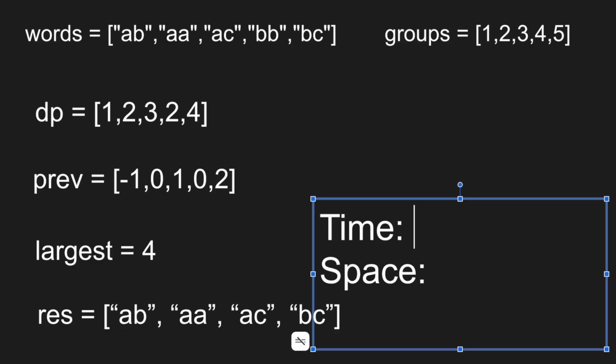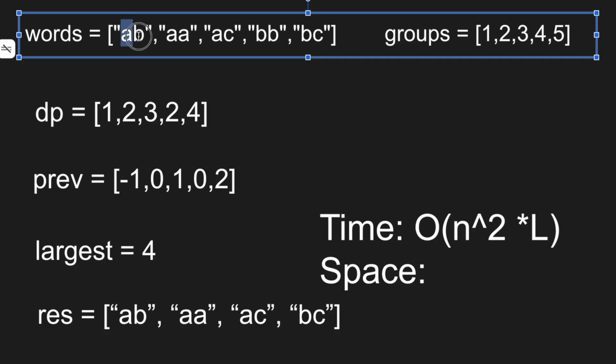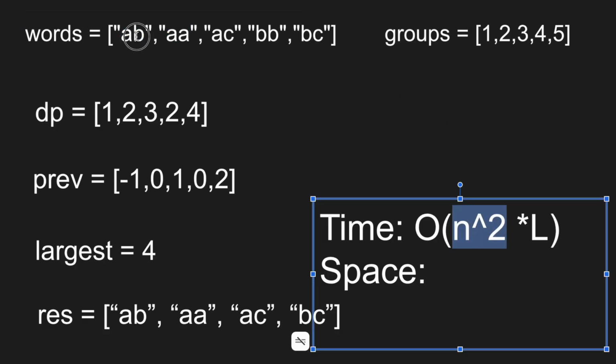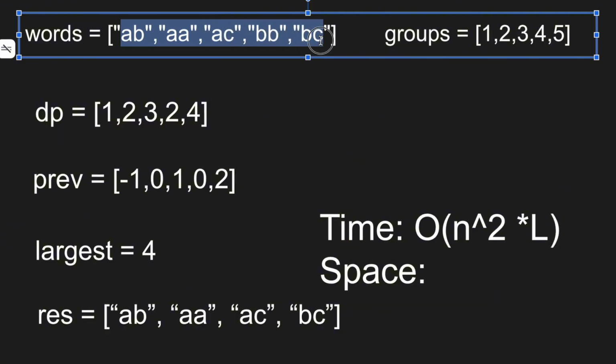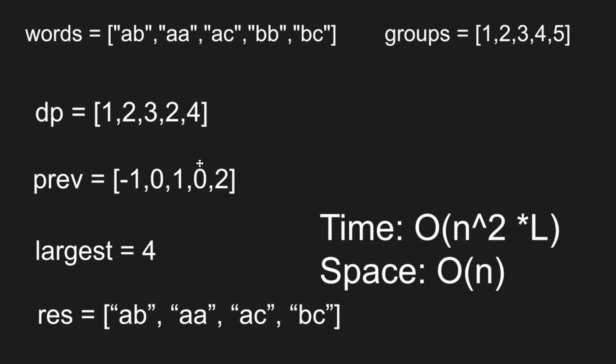And the time complexity would be O of n squared times L, where n is the number of elements in words, and L will be the length of each string. Because when we compare the strings on Hamming distance, it will take L time since we have to look at each character, and it's n squared because we will have to look at each word in words, and at each word we have to compare to all the previous, so that's why it's n squared. And the space complexity would be O of n because dp and prev will depend on the number of elements in words. So now let's get to the coding part.